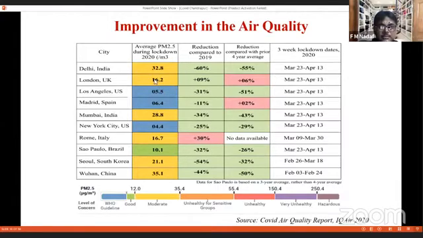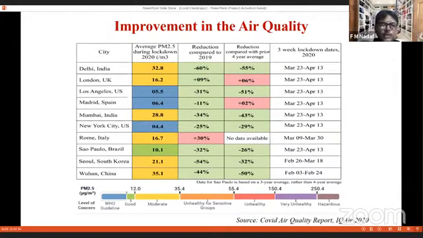Similarly, London experienced a different kind of scenario, and Los Angeles, London and Rome had a different scenario. So there was not much improvement in their quality of air, but other cities had a wonderful experience with regards to air quality.